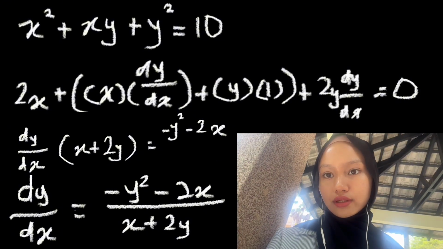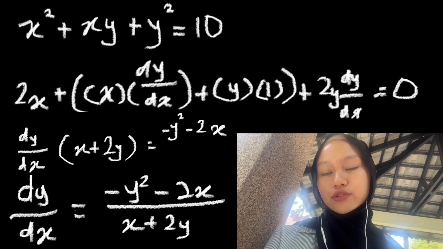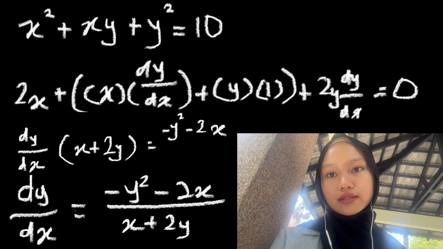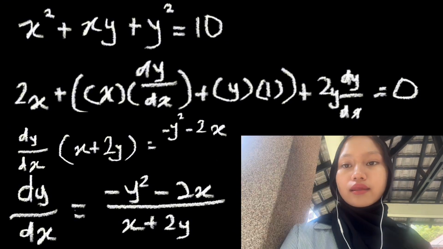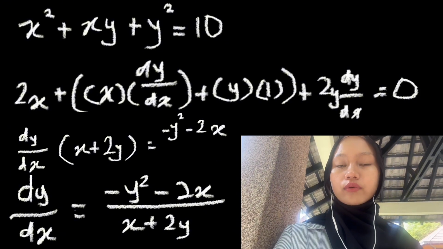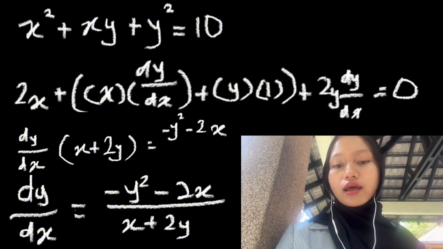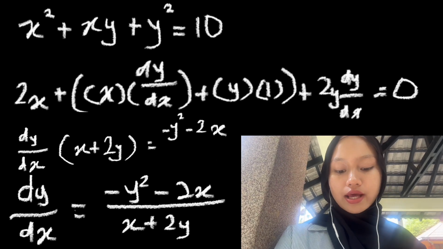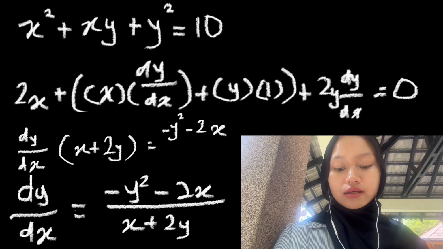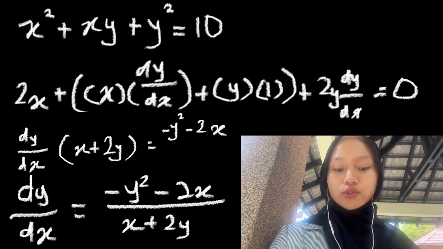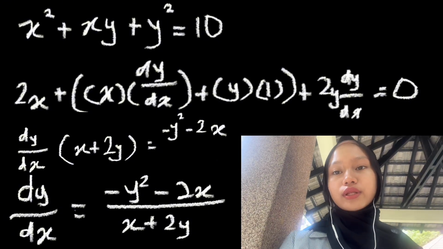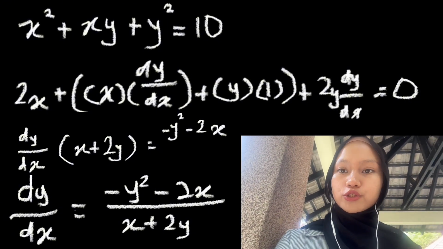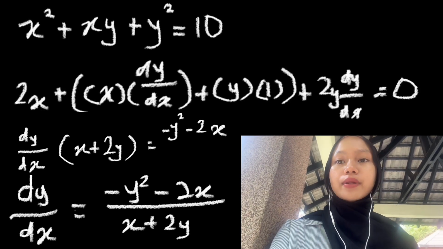Then we differentiate the y squared, so the derivative is 2y times dy/dx because y changes with x, then equals 0. Then we factorize the equation and bring the dy/dx to the front, and we put x plus 2y in the bracket and equals negative y squared minus 2x. Then we get dy/dx equals negative y squared minus 2x divided by x plus 2y.